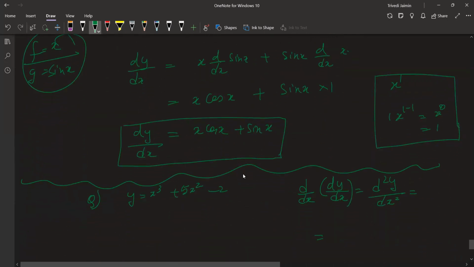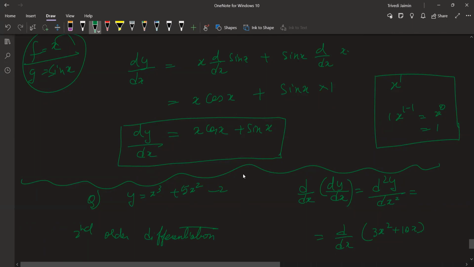So we will differentiate d by dx of 3x square plus 10x. That is called second order differentiation. This will be very, very, very useful in kinematics when we are finding acceleration and all that.